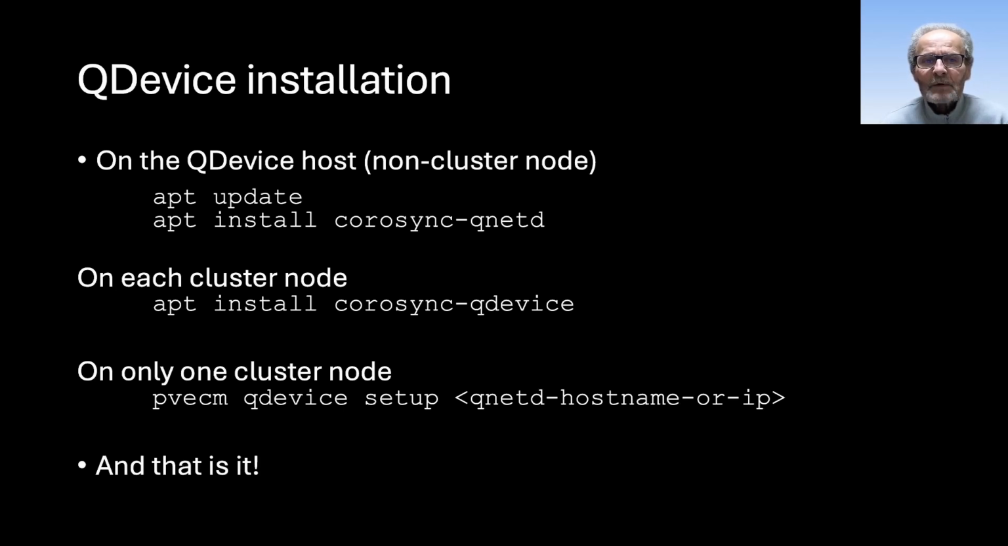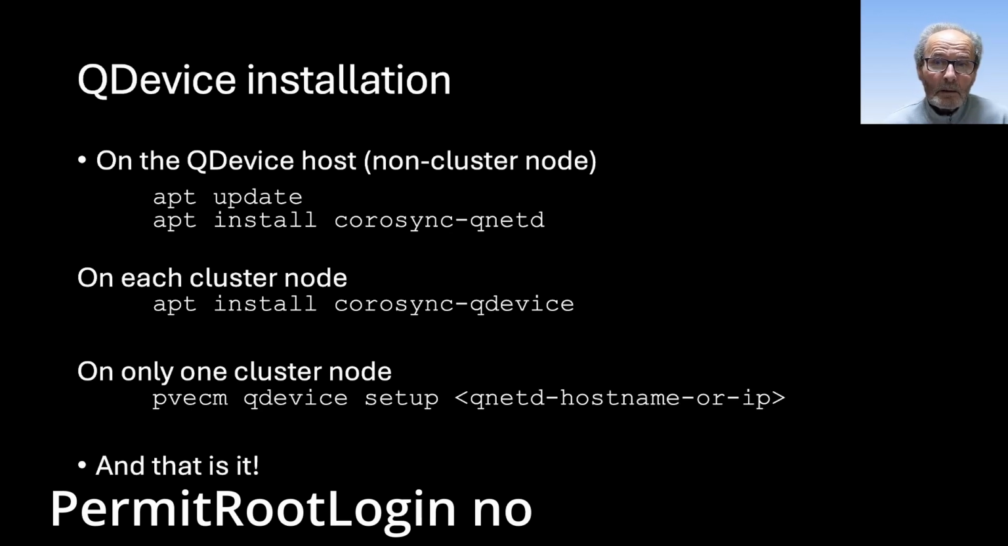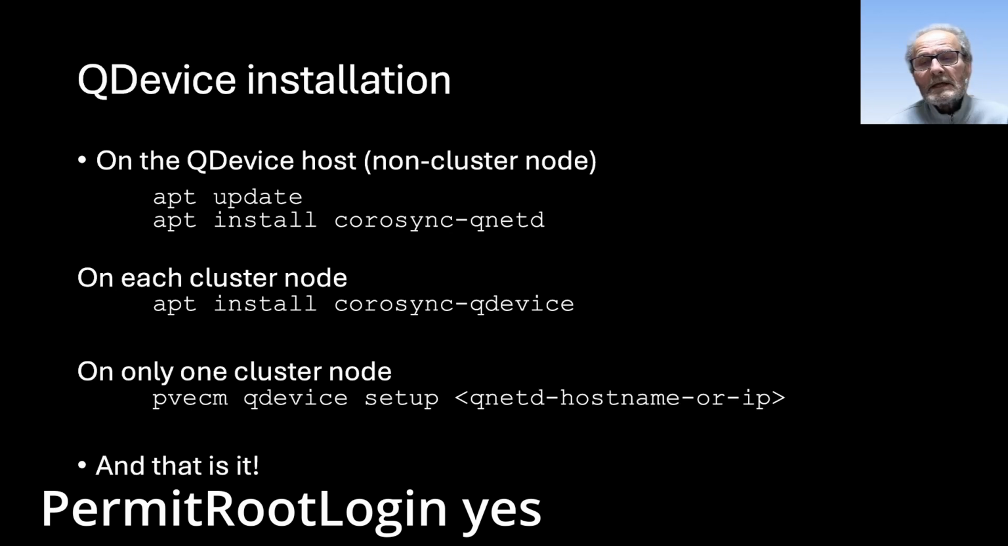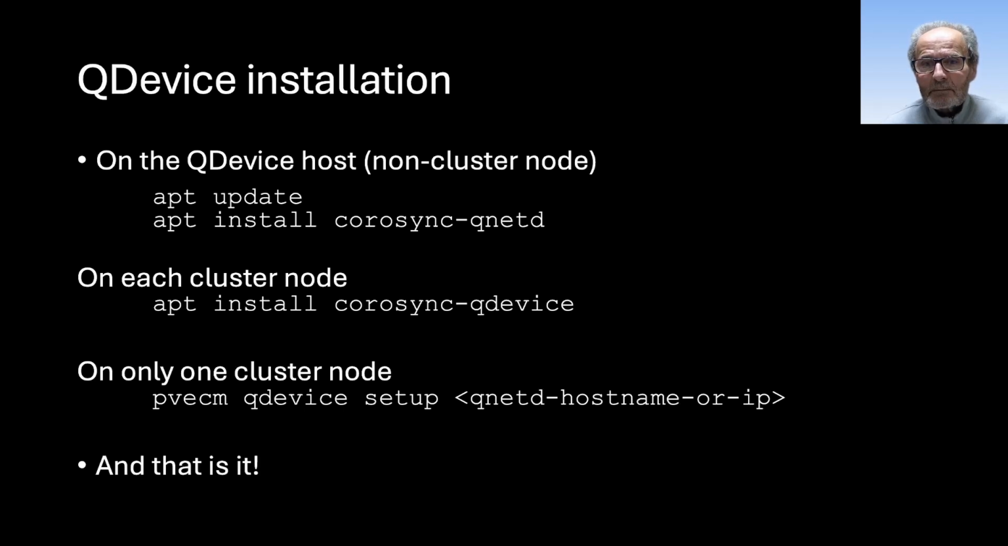So another step on that remote host is to enable root login. In the etc sshd_config file, there is a line that says PermitRootLogin. By default that would be no. You'd need to change that to yes, and you would need to do a systemctl restart ssh. Personally, I'm not prepared to do that.